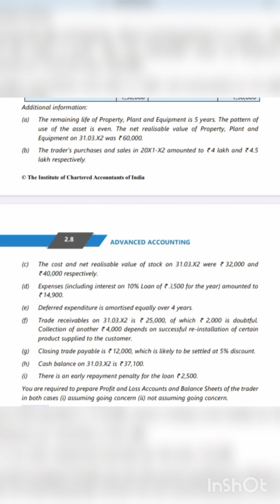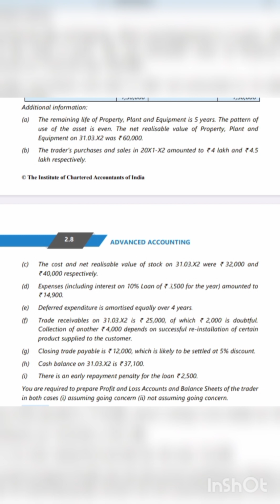C. The cost and net realizable value of stock on 31st March 2012 were rupees 32,000 and rupees 40,000 respectively. D. Expenses including interest on the 10% loan of rupees 35,000 for the year amounted to rupees 14,900. E. Deferred expenditure is amortized equally over 4 years.